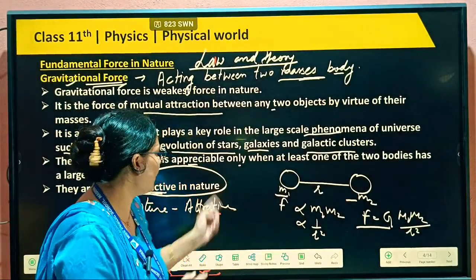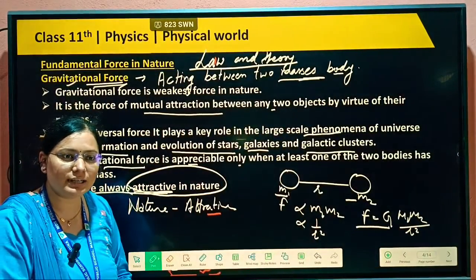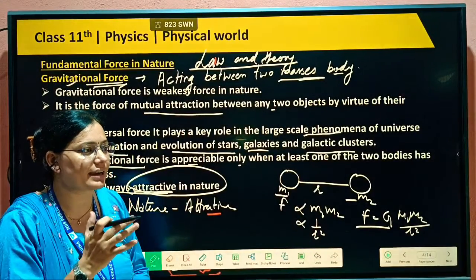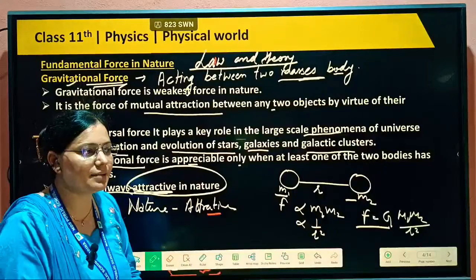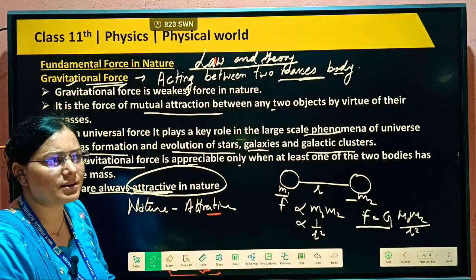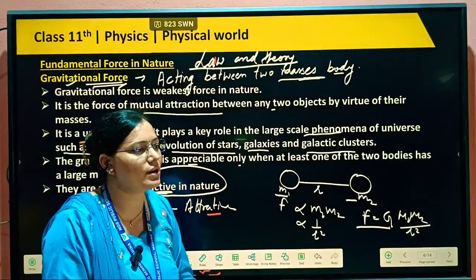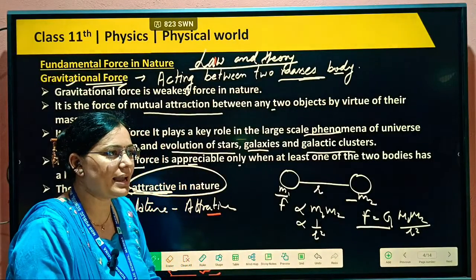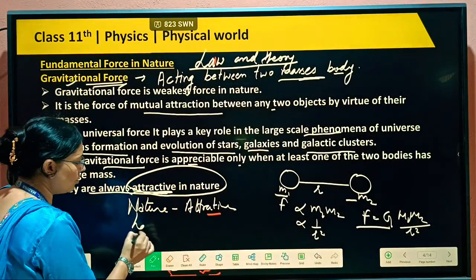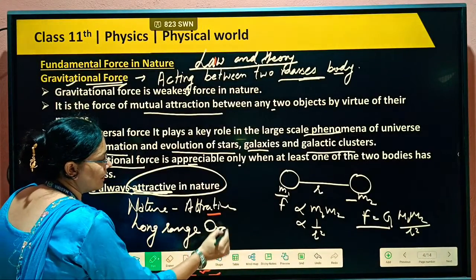Here it has attractive nature only, not repulsive nature. And this is not for our earth only; it is a universal law of gravitation. In the complete universe, anywhere there are massive bodies, this attractive force, gravitation force, is acting. It is a weak force as compared to the strong force and the electromagnetic force. It also has long range order. What is the meaning of long range order?